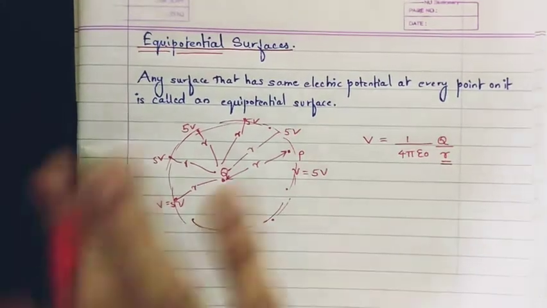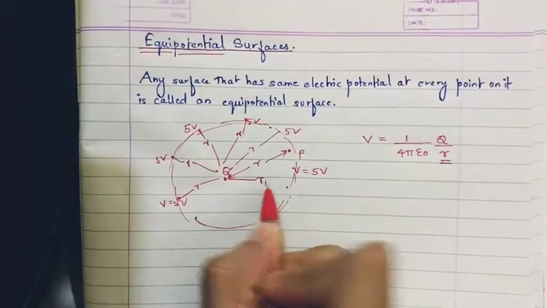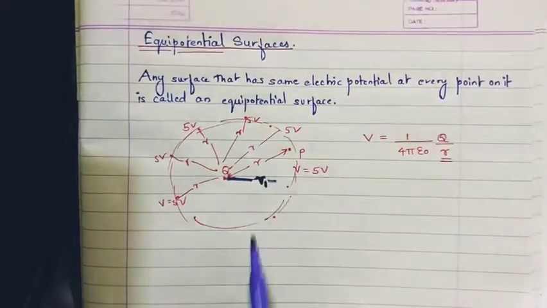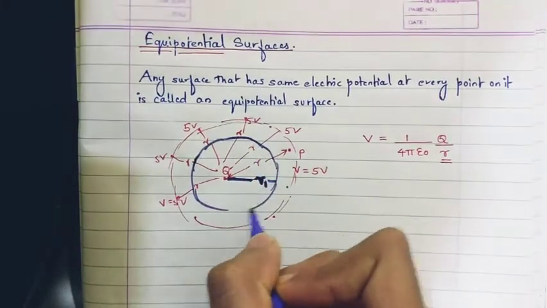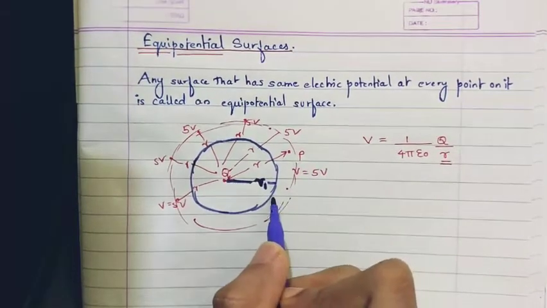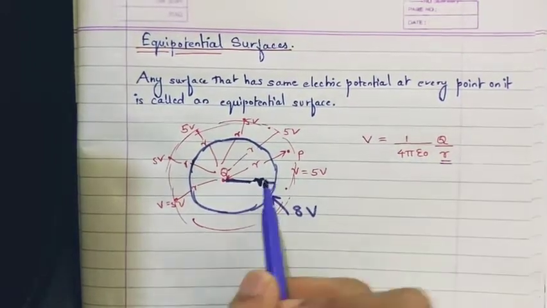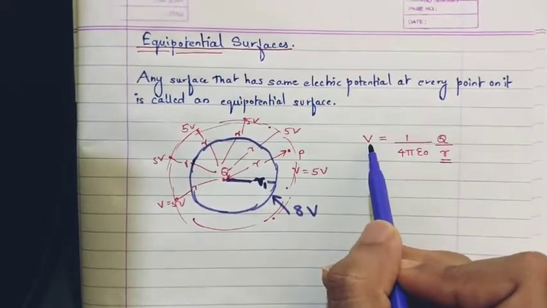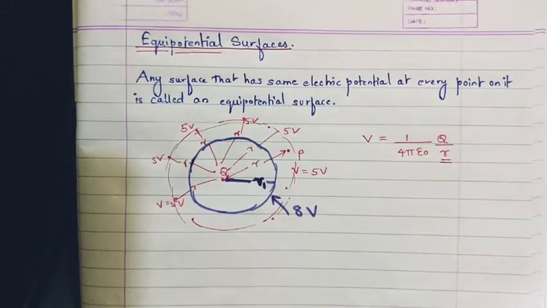Now there can be plenty of these equipotential surfaces, definitely. If I consider distance R1 around that particular charge, the equipotential surface will be, let's say, this. Let's say this equipotential surface has a potential of 5 volt. This other one might have a potential of 8 volts because it is closer, since V is inversely proportional to R. As we approach the charge, R reduces and V will increase. So there can be plenty of equipotential surfaces for a particular charge.